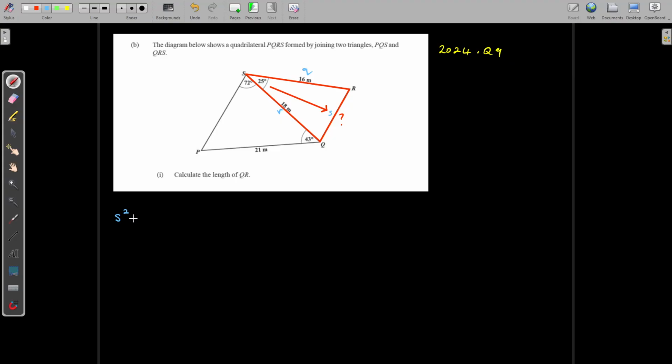So s squared is equal to r squared plus q squared minus 2rq cos S. Whatever we want to find, that's what we start with. Because when using the cosine rule, you're either going to be asked to find the length of a side or a missing angle. Whichever one, we write it like this. So let's substitute what we know.